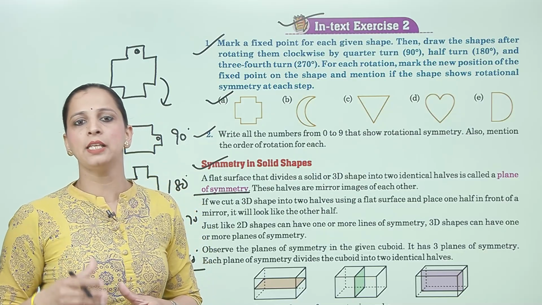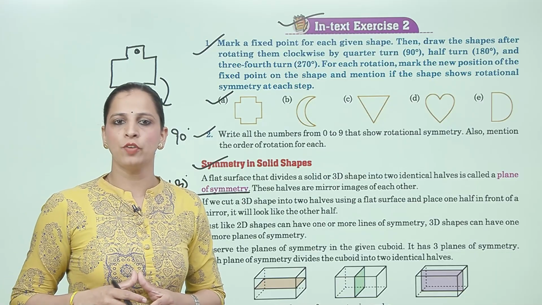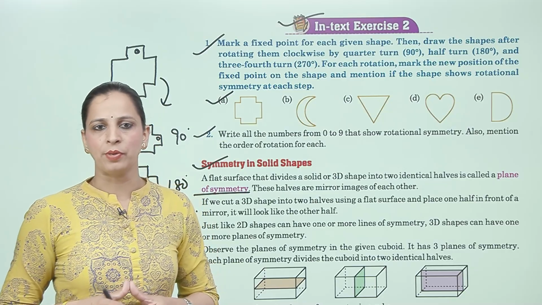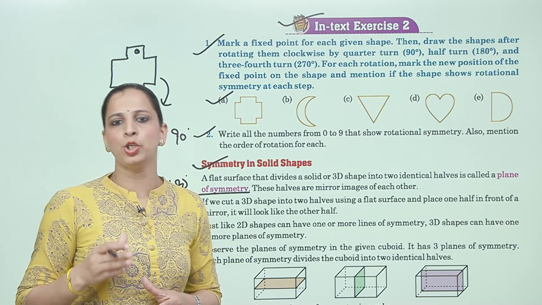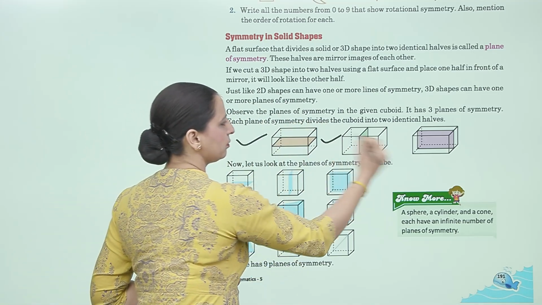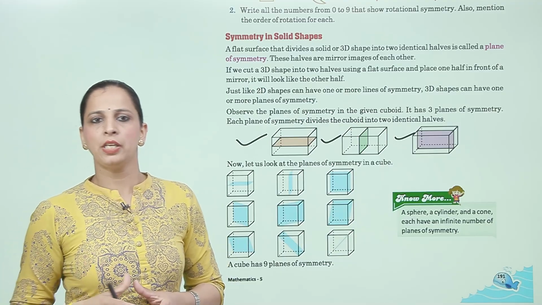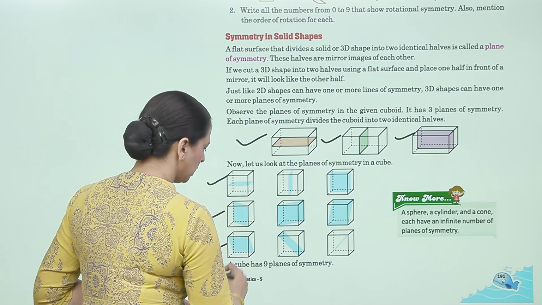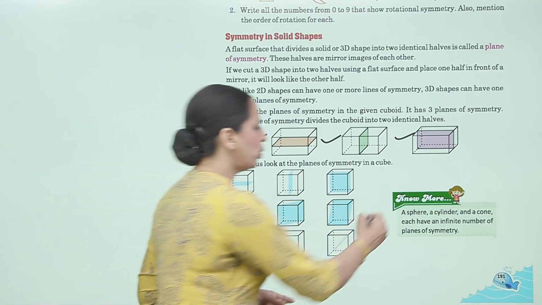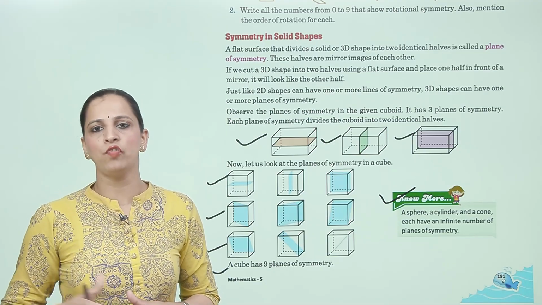Just like 2D shapes can have one or more lines of symmetry, 3D shapes can have one or more planes of symmetry. Observe the planes of symmetry in the given cuboid. It has 3 planes of symmetry. Each plane of symmetry divides the cuboid into two identical halves. Now these are the 3 lines of symmetry. Now let us look at the plane of symmetry in a cube. Because all sides are equal, a cube has 9 planes of symmetry. Now note more: a sphere, a cylinder and a cone each have an infinite number of planes of symmetry.